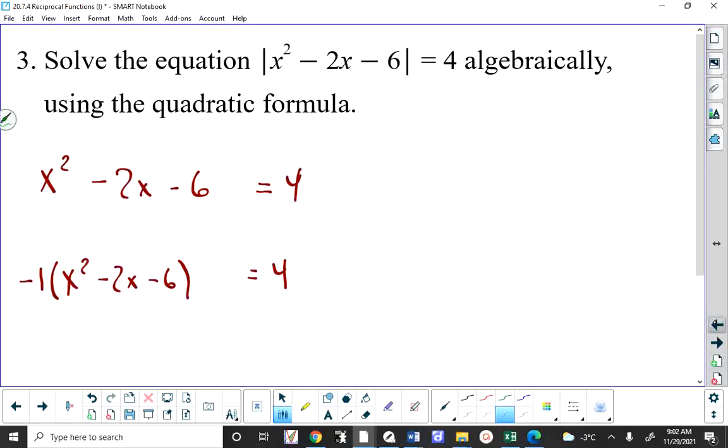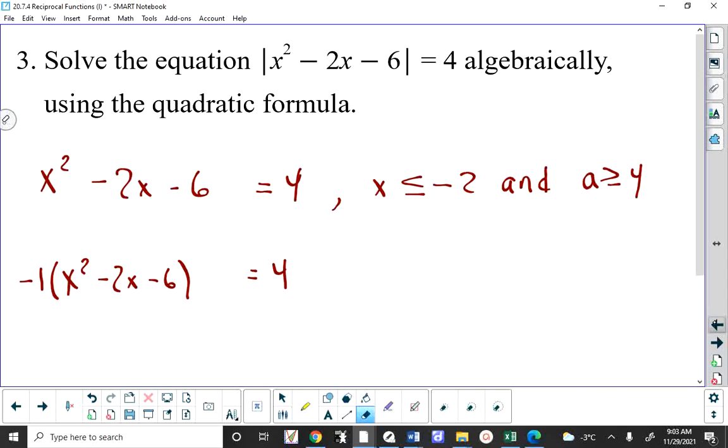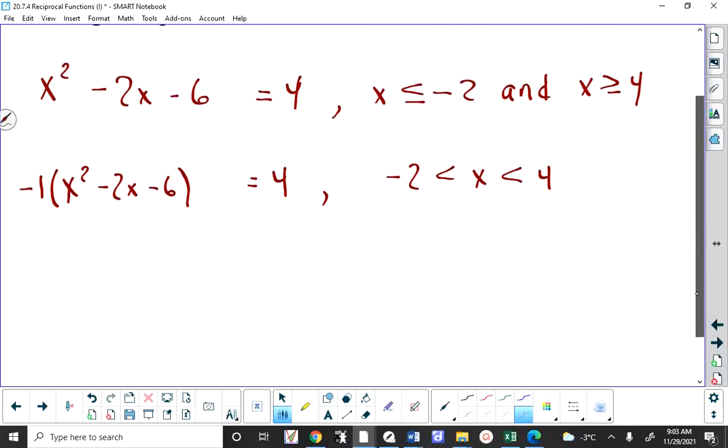So that means that my subdomain here is x is less than or equal to negative 2 and, or whatever word you want to use, x is greater than or equal to 4. And down here it would be anything from negative 2 up to 4, but not including negative 2 and 4. So now we have to solve these.